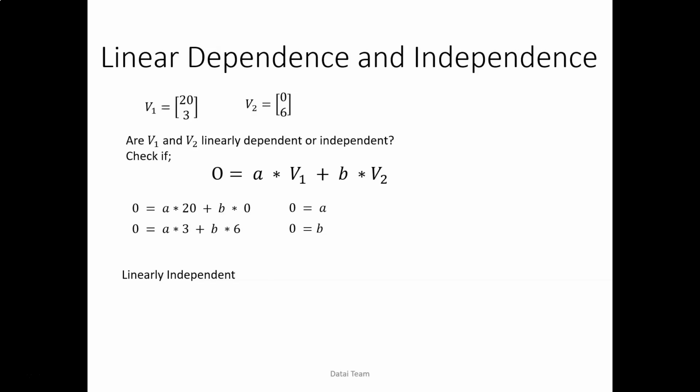Now let's look at this example. Let's check if V1 and V2 are linearly dependent or independent. Our set only has two vectors. Let's see if we can get the 0 vector. So our 0 is equal to A times 20 plus B times 0, and A times 3 plus B times 6 is also equal to 0. For this to be true, our coefficients A and B have to be equal to 0. So we can say that these two vectors are linearly independent.